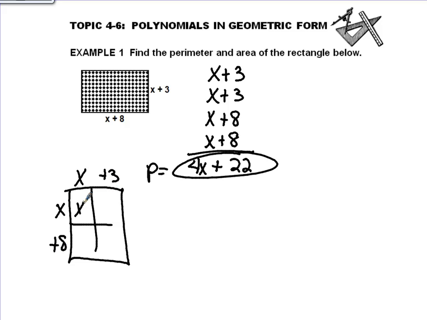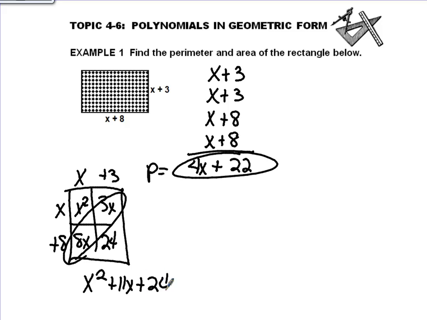So x times x gives me x squared. Here we've got 3x, 8x, and 24. So I add my diagonals whenever I'm taking things out. x squared plus 11x plus 24. That's my area.